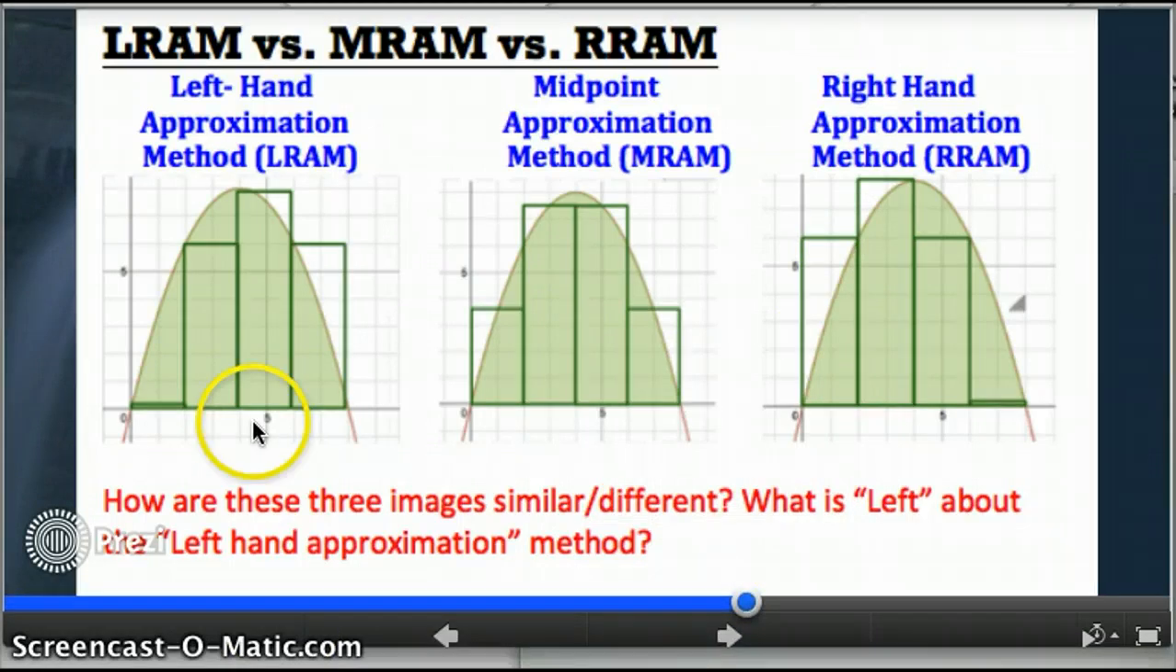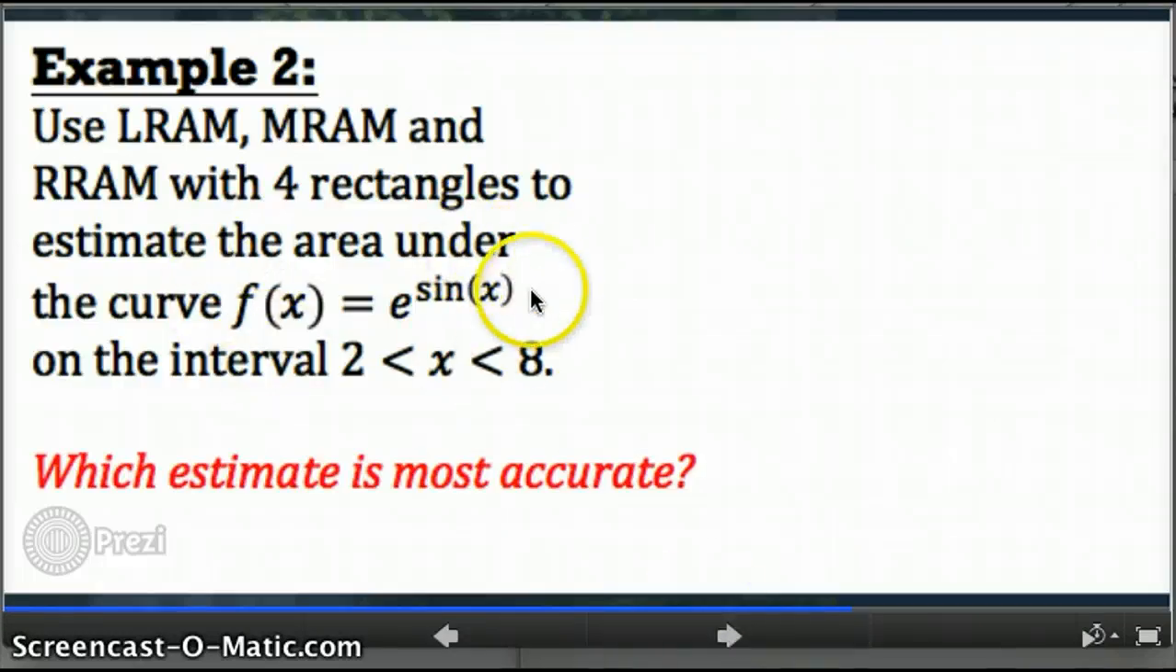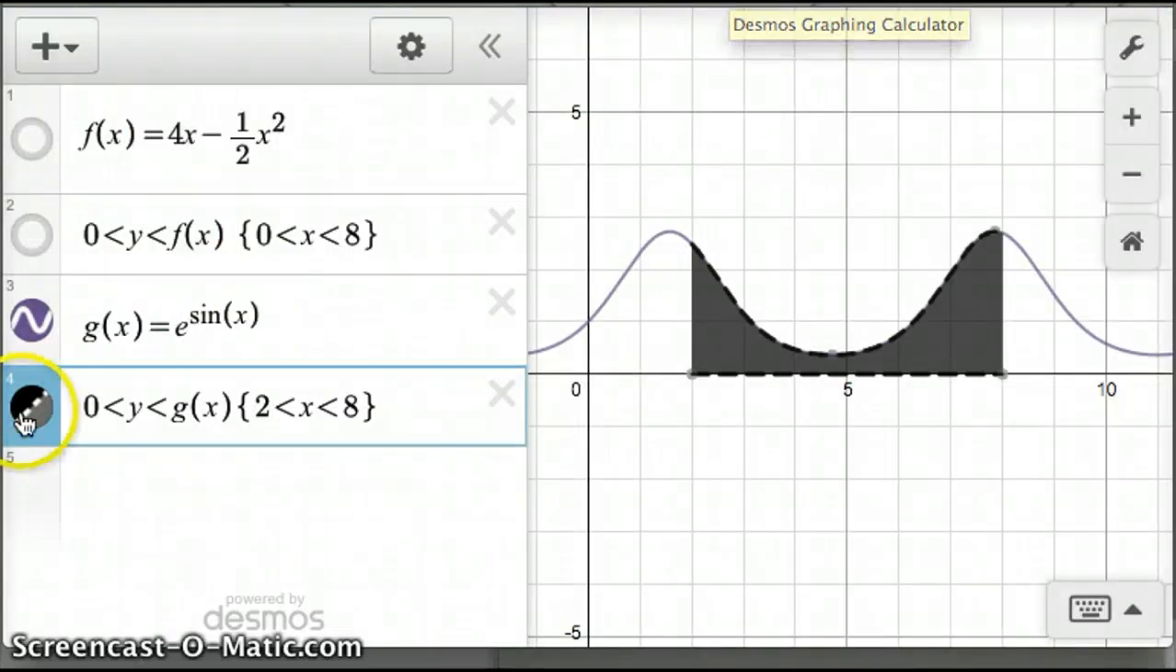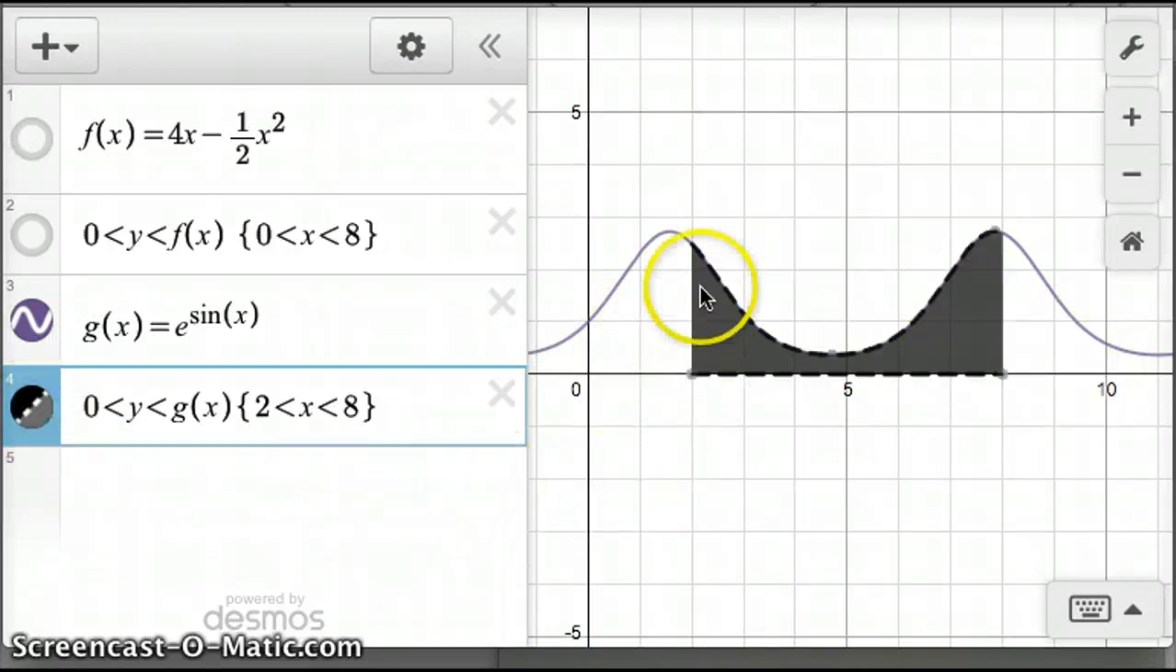Let's do an example to see how these differ from each other in practice. We're going to approximate the area under this function between 2 and 8. You should start with a graph. This is what the graph looks like. Again, the function itself is just this kind of curvy thing. And then we are interested in the area underneath the curve, starting at 2 and ending at 8. You should pause here and sketch this in your notes to get started. Don't shade it in quite yet, because we're going to do an estimation by drawing rectangles.